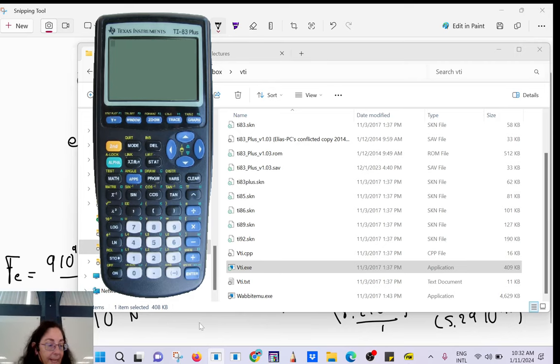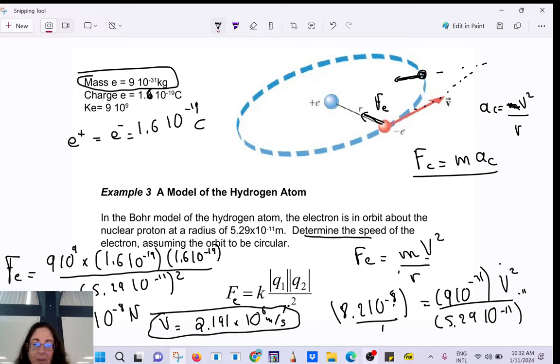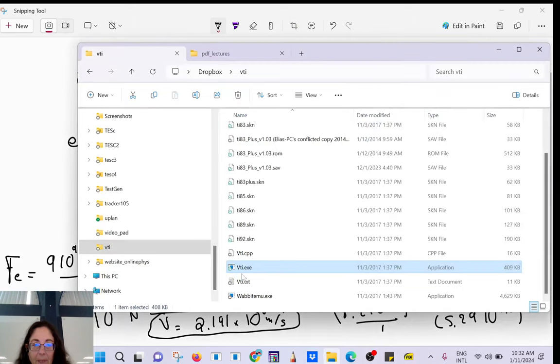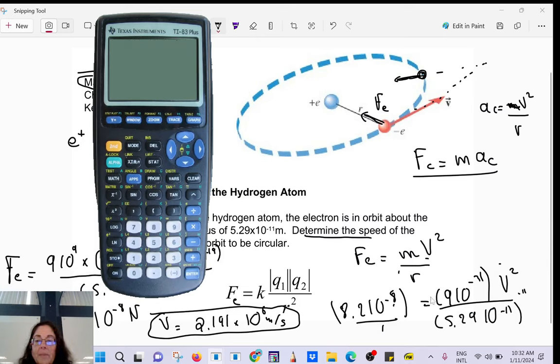I found 2.91 times 10 to the 6 for v. Did you take the square root? Times 10 to the 6. You are in calculus, so you need to know how to do it. I got the same. Everyone got the same? Yeah.